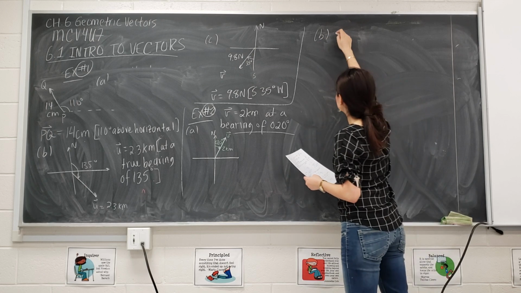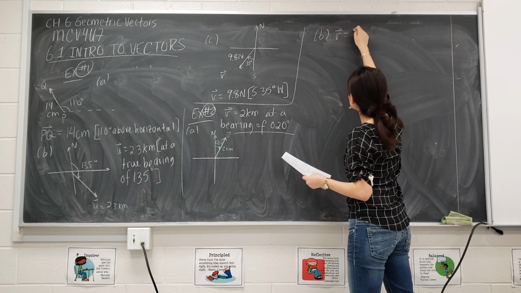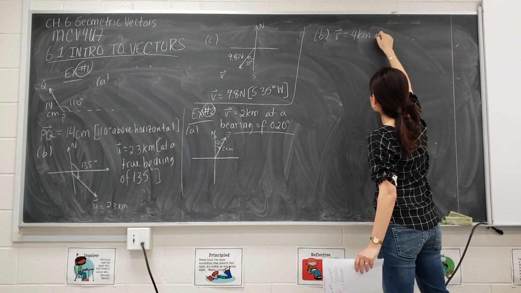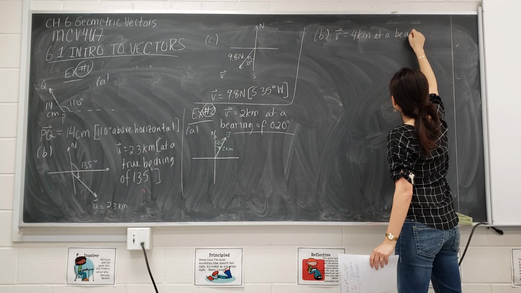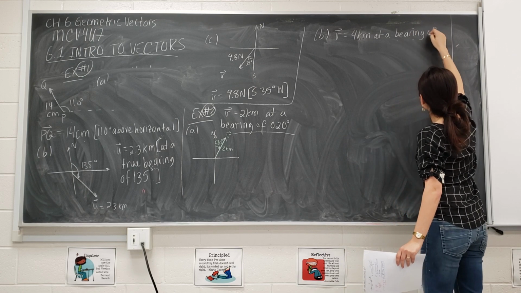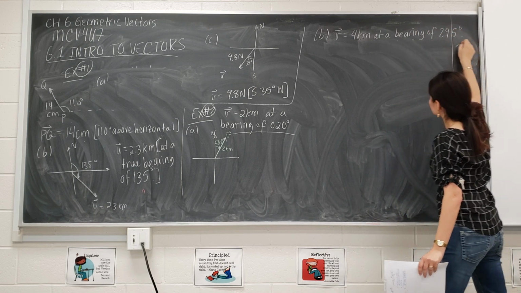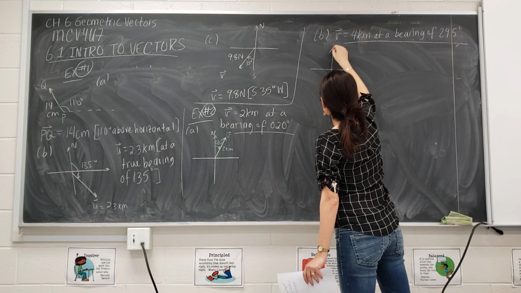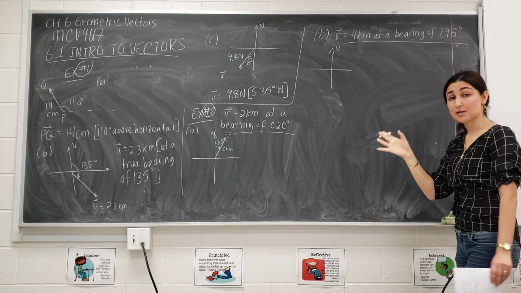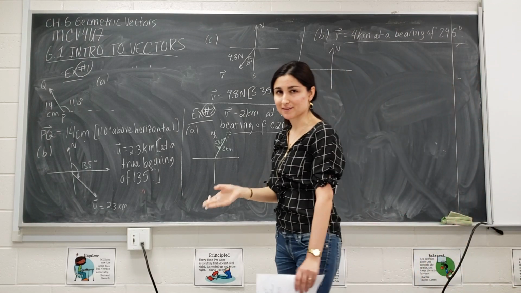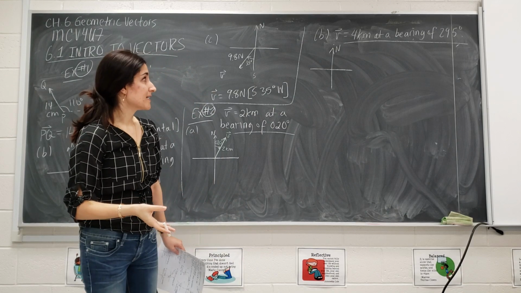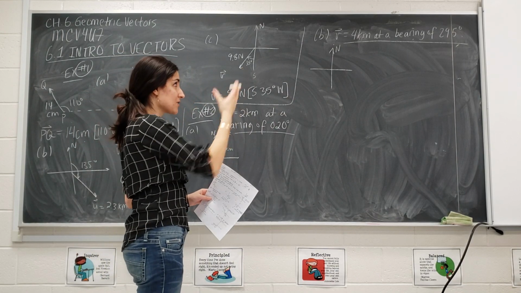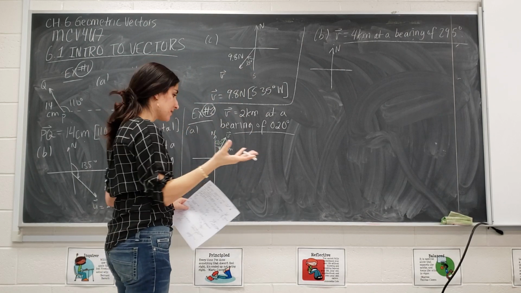Part B. v is equal to 4 kilometers at a bearing of 295 degrees. All right, draw your compass directions. So we've got north, it's a bearing. Now, the word true is not there, but it's still a true bearing, okay? So I'm not given north and south in this many degrees east or west, so I have to assume that I'm starting from the north. It's a bearing, so it's a true bearing.